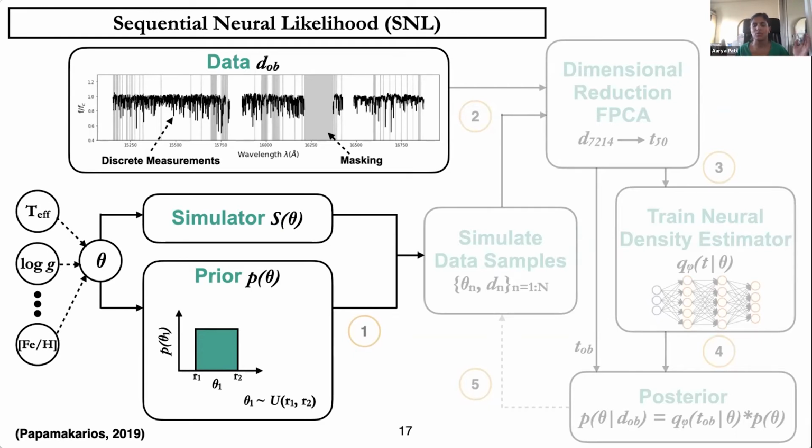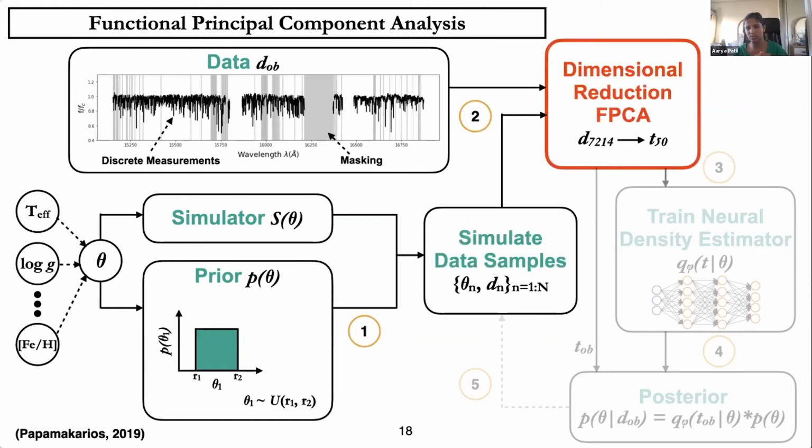Once this goes into the second process, we are trying to estimate what the likelihood is like given these simulations. We get these samples of theta, which are sampled from the prior, and the corresponding simulated data, which comes from the simulator. Then we try to compare that to the data in the next few steps. But we found that when we wanted to compare the data, there's a lot of inefficiency that gets added because our data has about 7,214 dimensions.